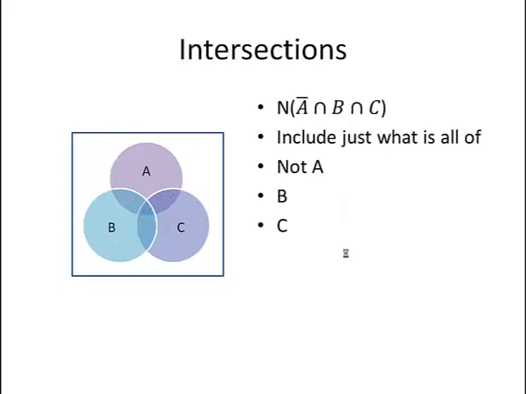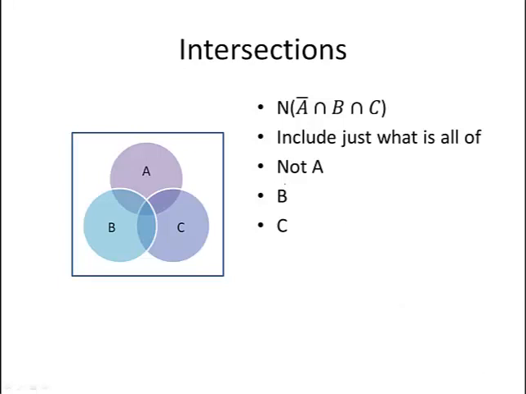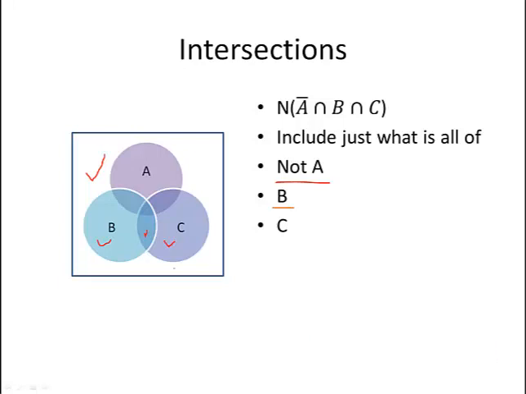Let's try the next one. Okay, so this one is an intersection. Intersections, both of them are intersections. So we want to include just what is in all three of these. So we're going to do the same thing we did before. I kind of shook it up a little bit. So not A is this one, and this one, and this one, and this one. And if we do not B, oh no, now we want B. So B, B, B, and B.